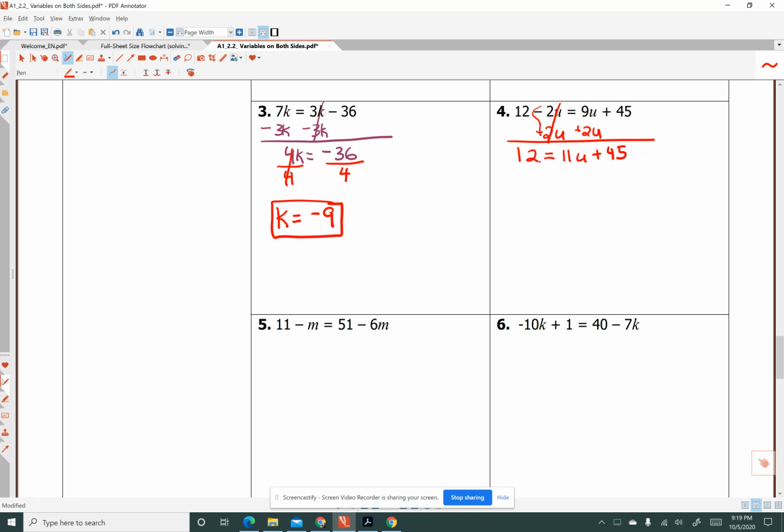Now, let's take this 45 and move it over to the left side by subtracting, using that inverse operation. So this equals 0. So on the right side, I have 11u. 12 minus 45 is negative 33. So I see that u is being multiplied by 11, so I will divide by 11. Whatever I do to one side, I do to the other. So now 11 over 11 equals 1, and u equals negative 3.